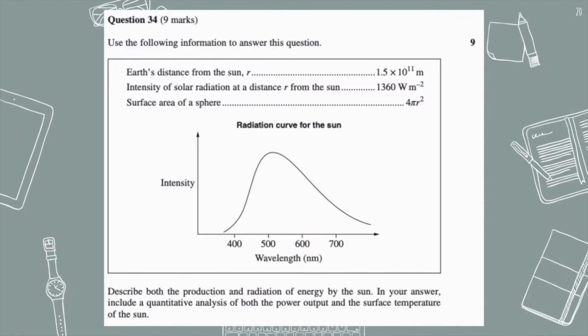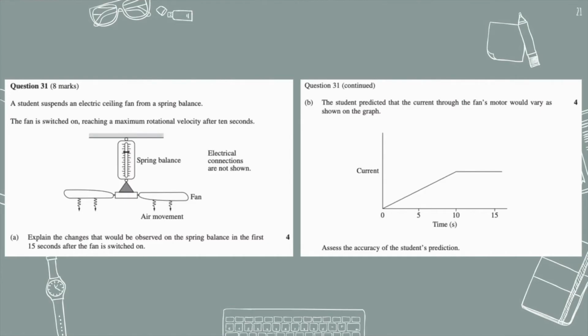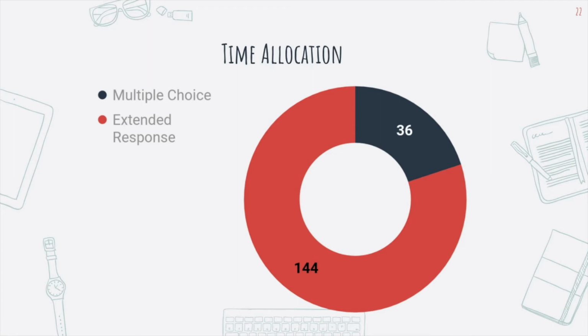So for example, last year's HSC had a 9-mark single item question. There was also an 8-mark multiple part question. So these are the structure of the questions that could be asked of you. Next, we'll look at how to allocate our time when completing the HSC examination.